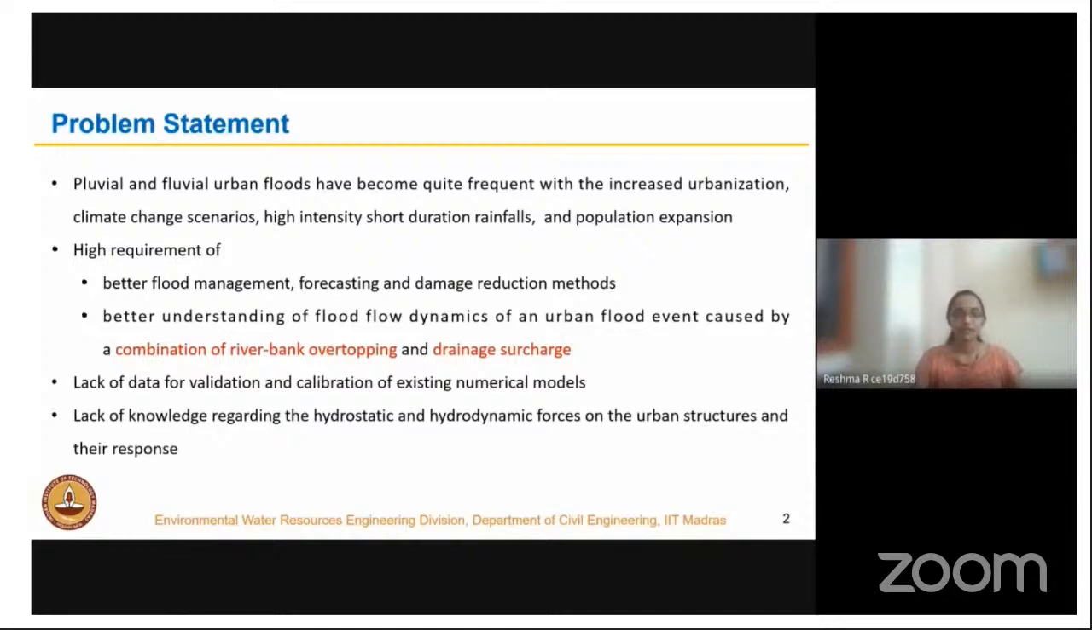Also, most of the Indian floods fall under the category of pluvial cum fluvial flooding scenario. Hence, there is a high requirement of a better understanding of flood flow dynamics of an urban flood event caused by a combination of riverbank overtopping and drainage surcharge. Though numerous mathematical models are available for urban flood simulations, lack of urban flood data for validation and calibration of those models creates difficulty in their execution. Lack of knowledge regarding the hydrostatic and hydrodynamic forces on the urban structures and their response also leads to difficulties in flood damage assessment and management.